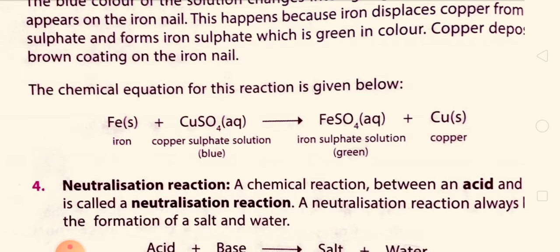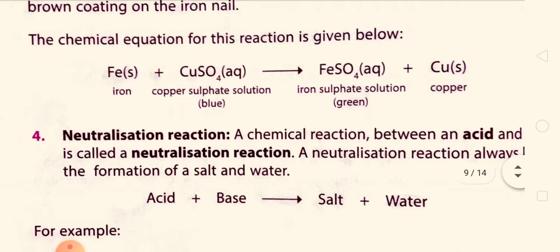Here only one example is given, but I also have more examples. I will give you, you will note them down one by one. All the examples I will provide you. Now come to the next topic.